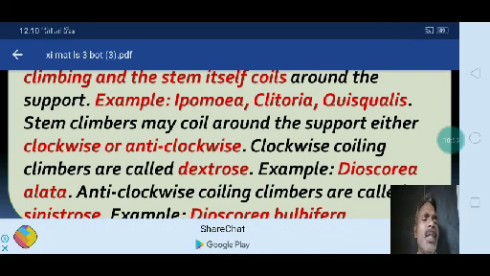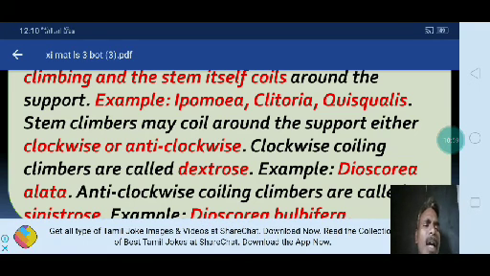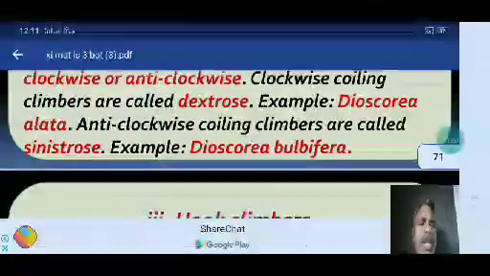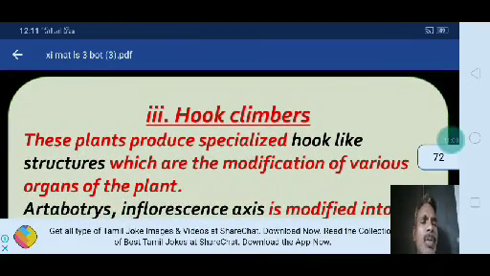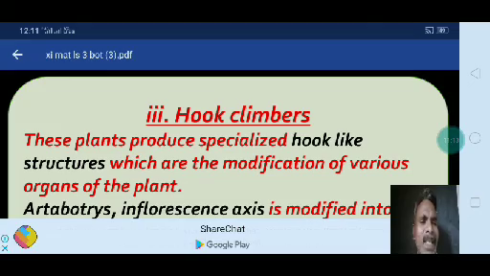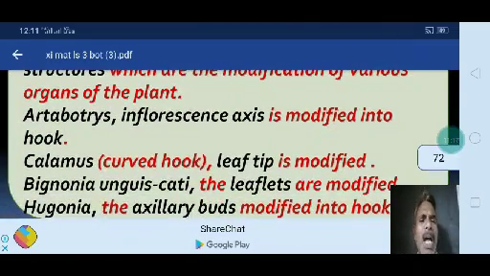That is called dextrose. That is a technical term. Example, Dioscorea alata. Anticlockwise coiling climbers are also called sinistrose. Sinistrose example, Dioscorea bulbifera. The next one is hook climbers, or hookers. These plants produce specialized hook-like structures which are modifications of various organs of the plant.